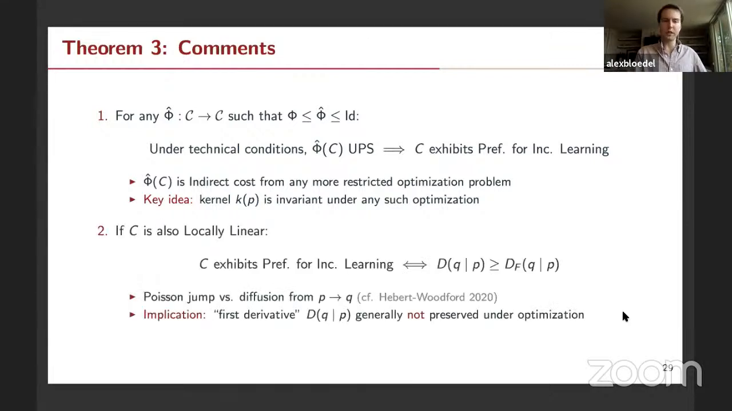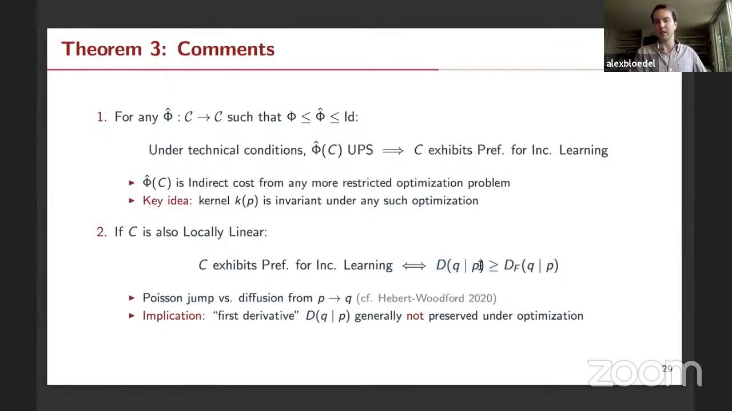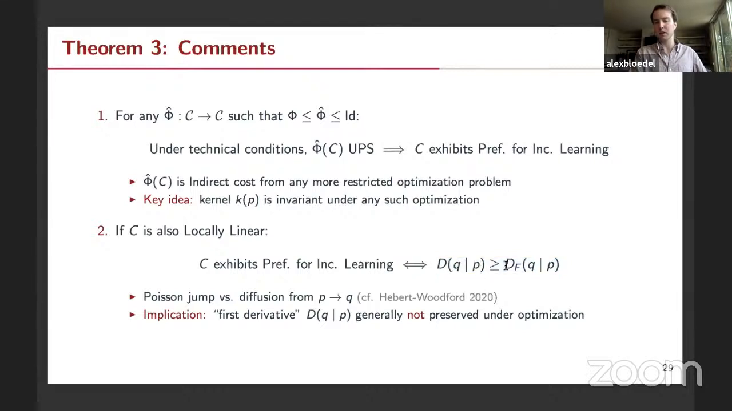Second, just very briefly, if the direct cost is also locally linear, then we have an easy way to check whether it satisfies preference for incremental learning in terms of its local divergence approximation and the Bregman divergence generated by its kernel. So this is just to say that under some additional conditions, preference for incremental learning is actually relatively easy to check.